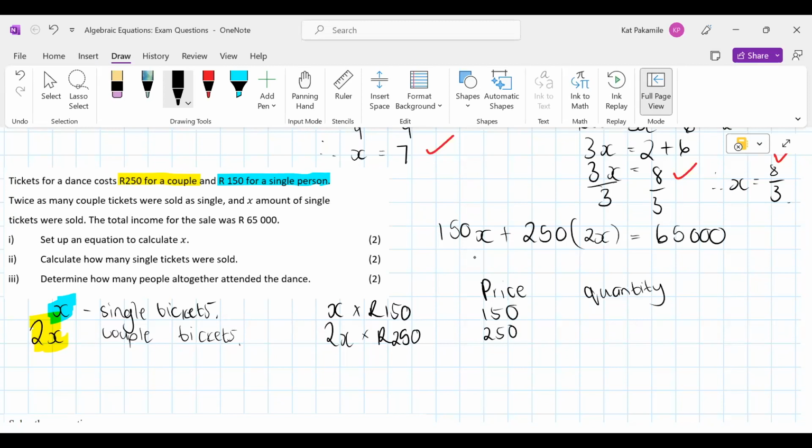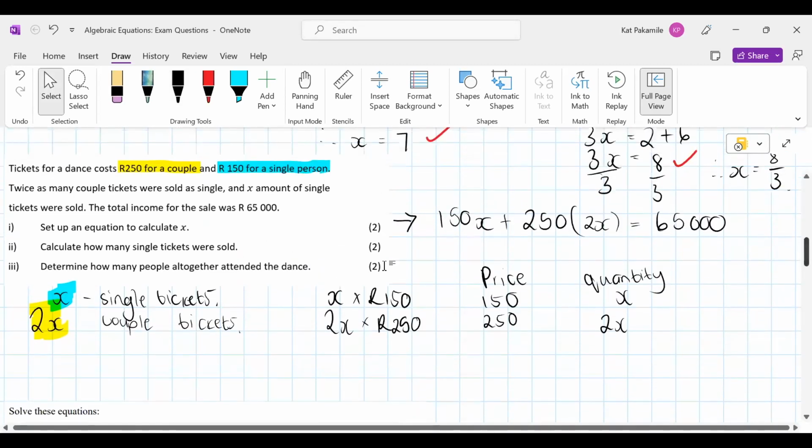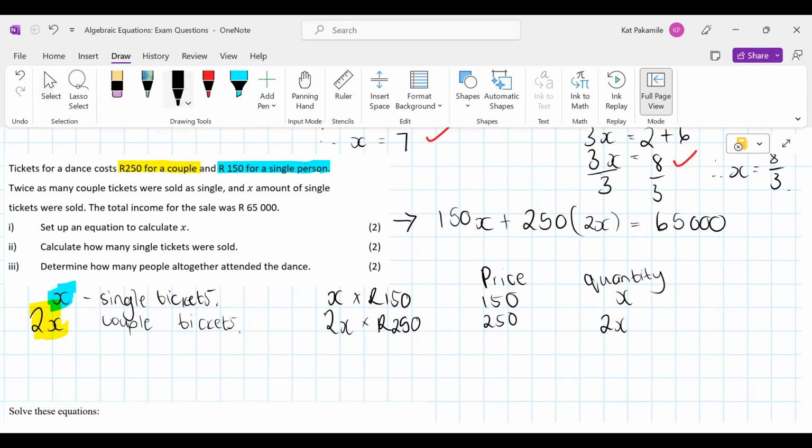So then that means X 150 tickets were sold and 2X 250 tickets were sold. It's like I'm saying 5 150 tickets are sold and 10 250 tickets are sold. Okay, then they say in total we made 65,000 Rand. That means all of those tickets that are sold added up to 65,000 Rand. Hence the equation that I made here. Are we with me now? I hope so. Okay.